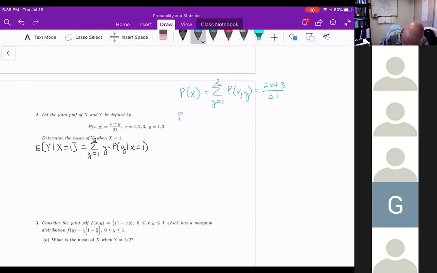And now we need the probability of y given x, which again is the joint distribution over the marginal of the variable that's conditioned, which is x. So the joint is x plus y over 21. The marginal we just got to be 2x plus 3 over 21, which happens to simplify to x plus y over 2x plus 3.